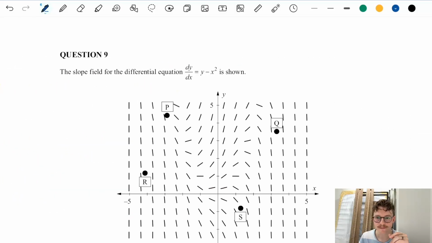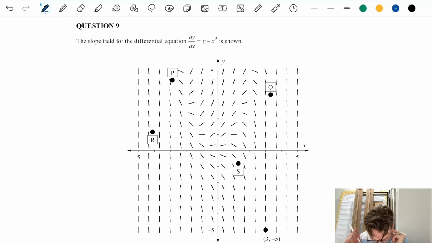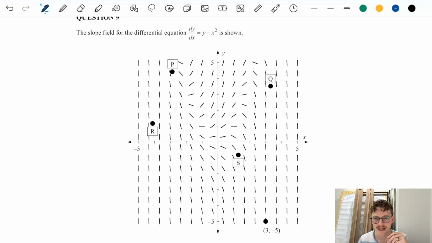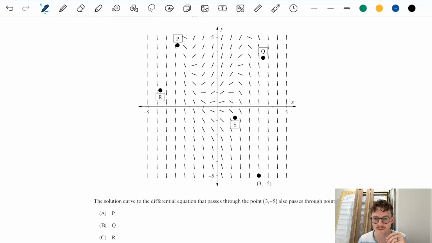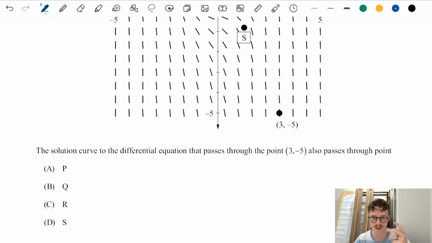So, we got slope fields. Okay, the slope field for the differential equation dy/dx equals y minus x squared is shown. So the equation isn't that important because we have the slope field anyway. We don't need to make the slope field. We just got the slope field there. And if we had to make a slope field, I don't know if I've even seen a question like that in the QCAA paper, but that would be a tech active type question. But even then, I think that would be a difficult one for them to ask in a way that's manageable within the time limits.